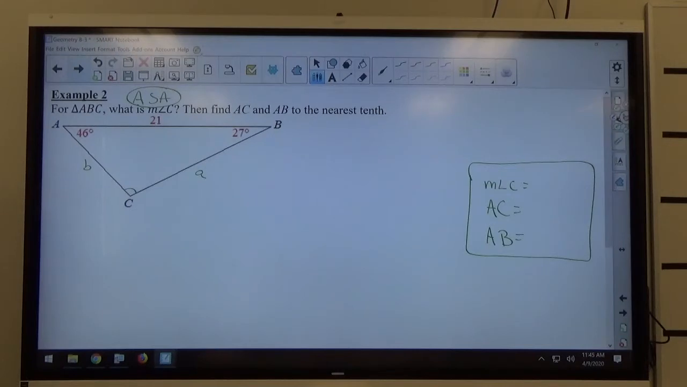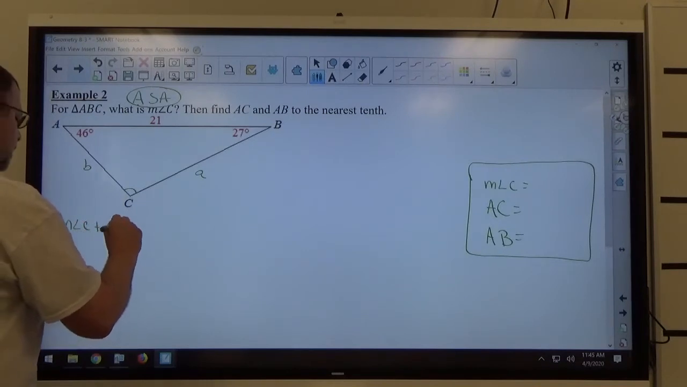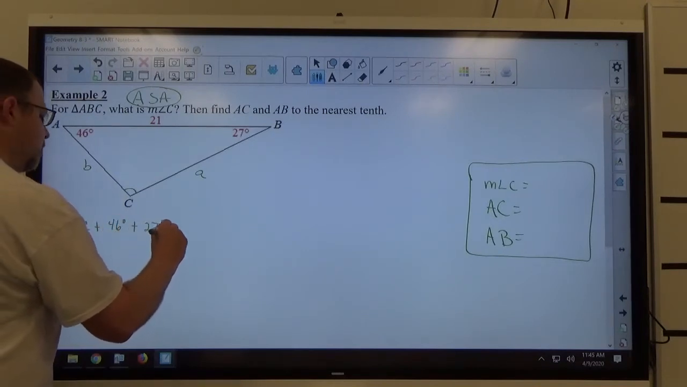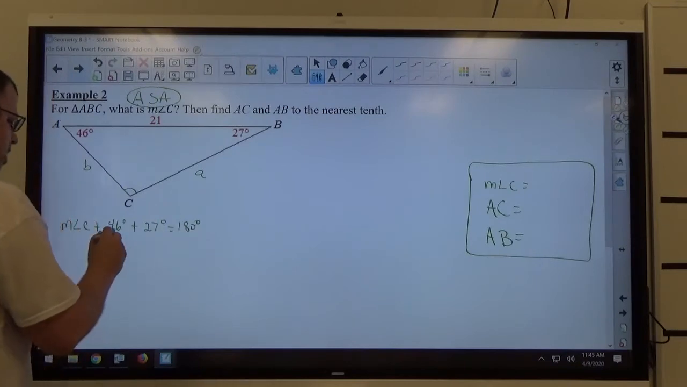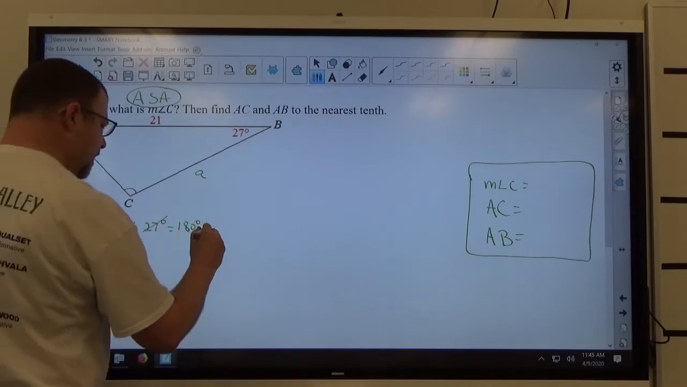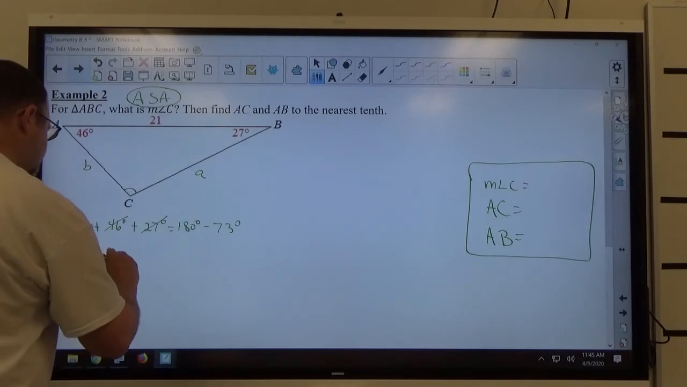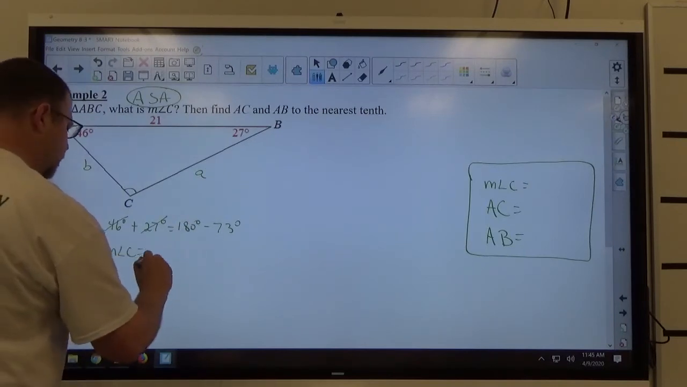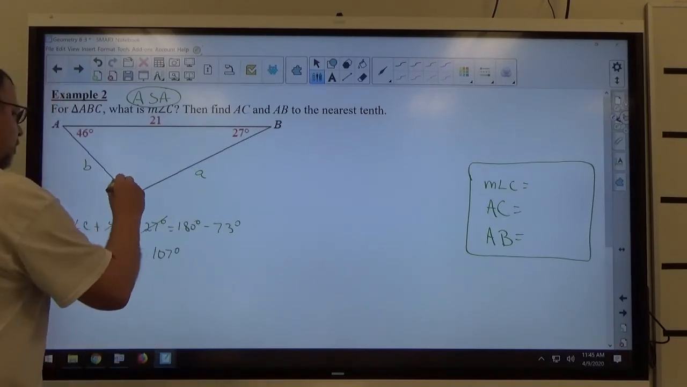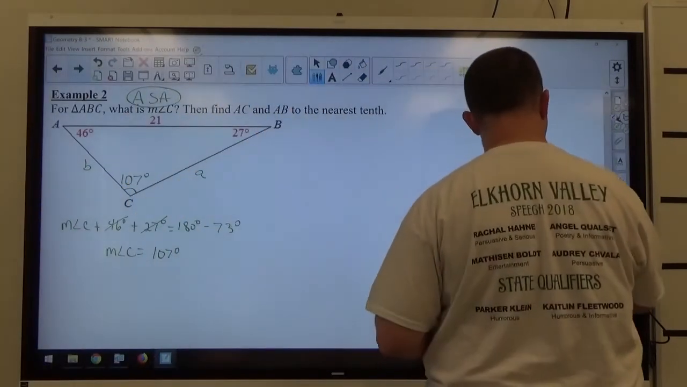And again, first thing I'm going to do is find angle C. So measure of angle C plus 46 degrees plus 27 degrees equals 180 degrees. 46 and 27 makes 73, so it's going to be minus 73. Maybe combine a couple steps there, do some mental addition. And then subtract: measure of angle C, 180 minus 73 is 107 degrees. So I'm going to, again, put that on my picture. I'm going to fill in over here, 107 degrees.